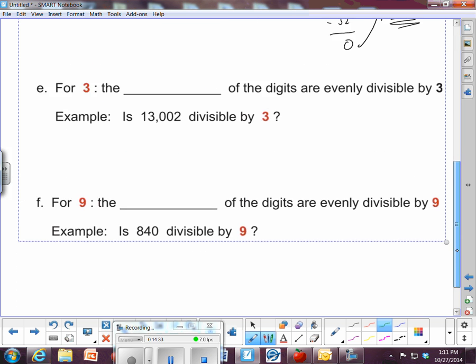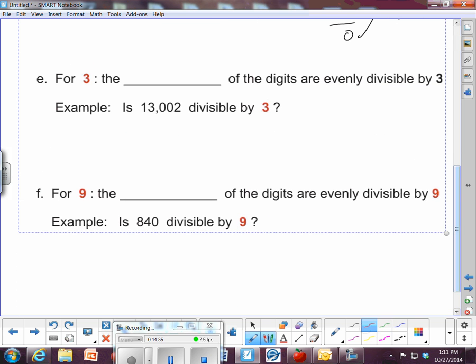Do you know the divisibility rule for 3? All right, very important. You should know 4, you should know 3, you should know 9. For 3, the sum of the digits are evenly divisible by 3. I've got an example here of 13,002. Is it divisible by 3?